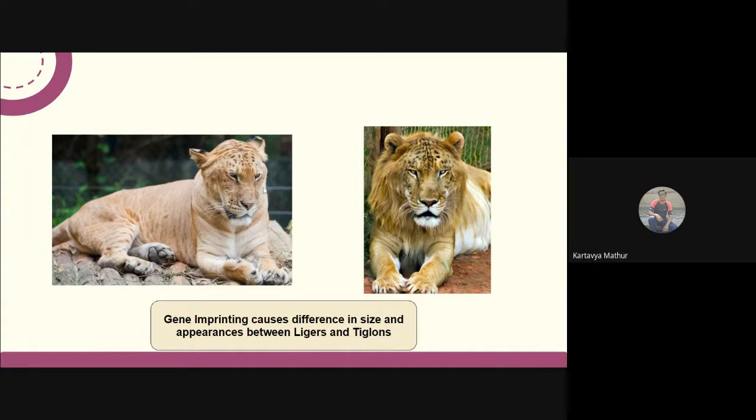Both are derived from tigers and lions. Gene imprinting happens in these types of animals, which causes the difference in size and appearance. If you compare these two with the original lion or tiger, you would see that they look very different from both of those animals. That's why gene imprinting defines the size and appearance of the animal.